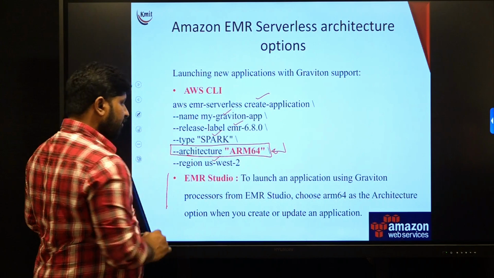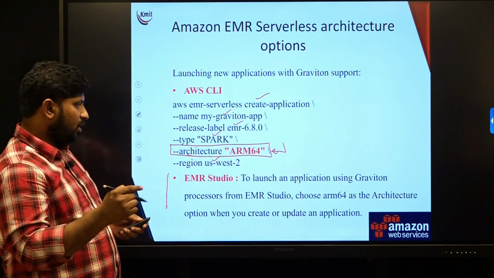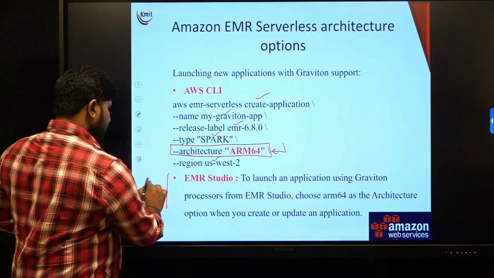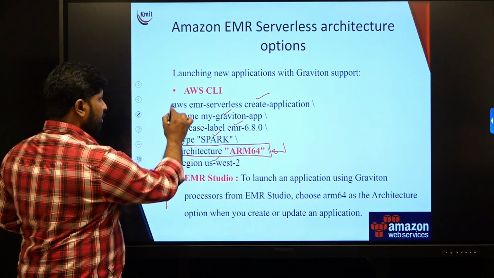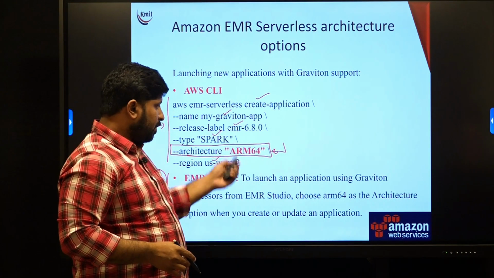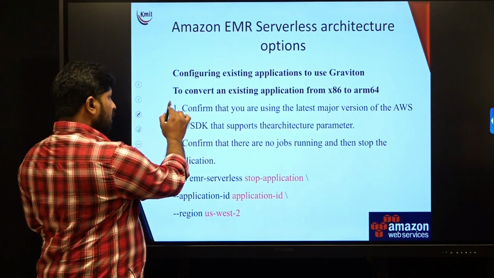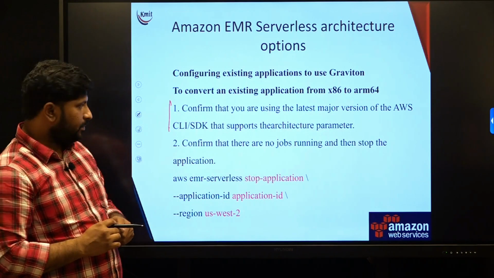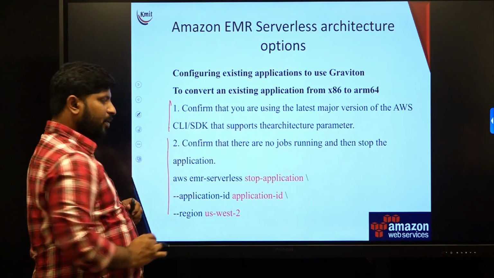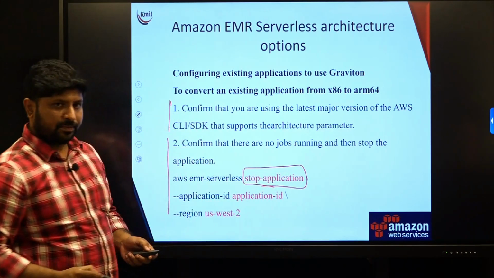And if you are going with EMR Studio, just get into the application and choose ARM 64 out of 2, and you can click on create or update an application. Through GUI, it is very simple, but from command line, you have to run this particular command if you want to shift over. And in both the cases, if you are changing over the architecture, then first you need to confirm the connectivity between your AWS service and your local machine. Second, you need to stop your application. First you need to stop. If you are changing over, then you need to stop the application.